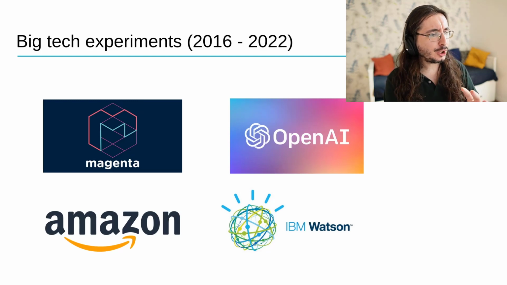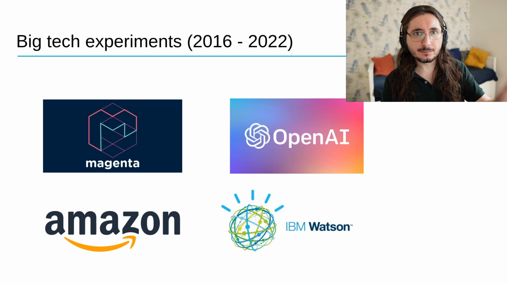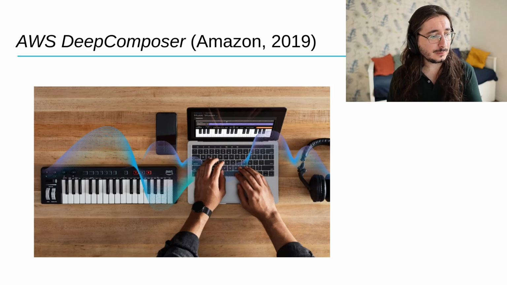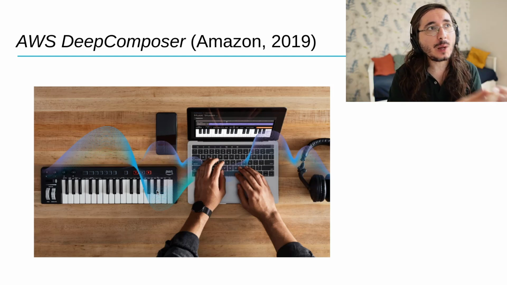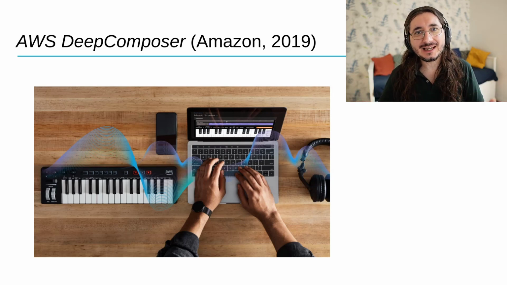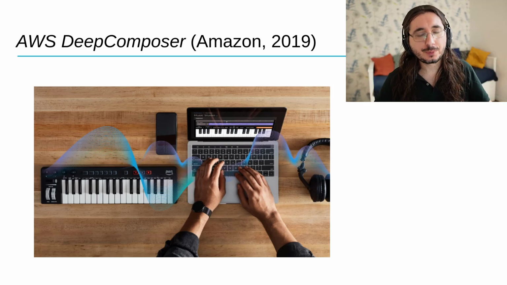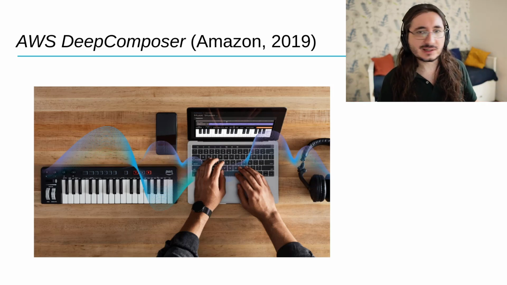Here you have some companies that chipped into the generative music research, like for example Magenta from Google Brain, OpenAI, Amazon, and IBM Watson. Let's take a look at a couple of these experiments. We'll start with AWS DeepComposer, which was not just a piece of software, but also this piece of hardware here. Amazon would sell this as a way of drawing developers into machine learning and letting them see how cool machine learning and deep learning is, and the possibilities that go beyond the typical NLP, natural language processing stuff, as they also venture into creative things. So it was more of a marketing stunt, this product, than anything else.